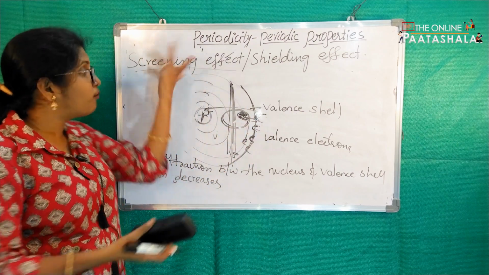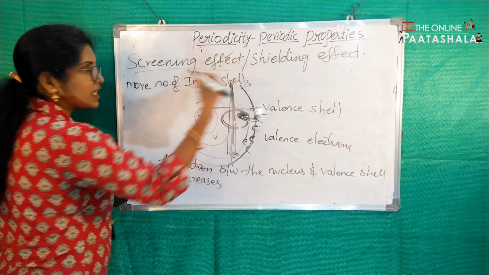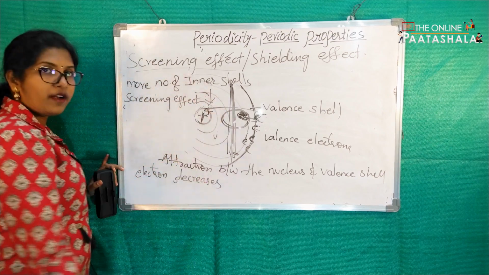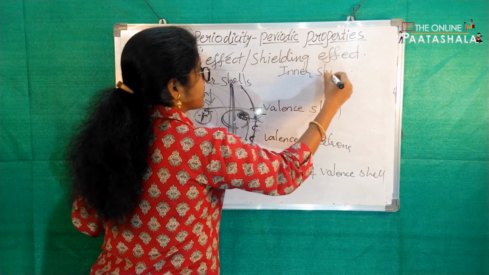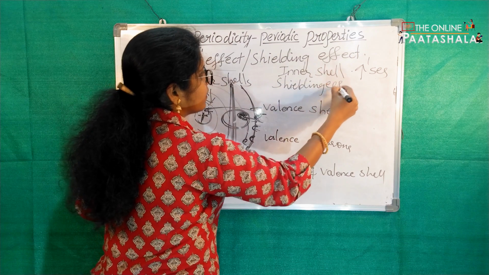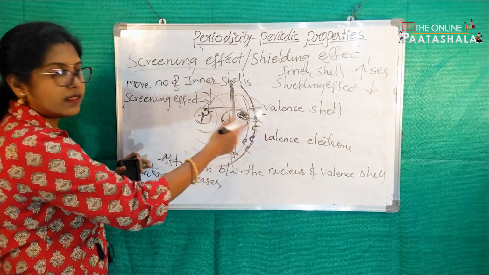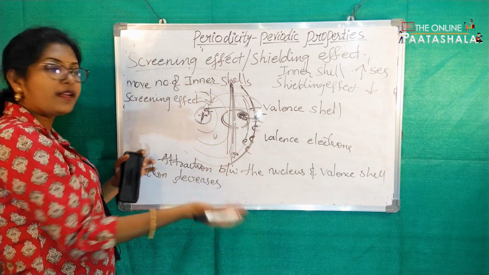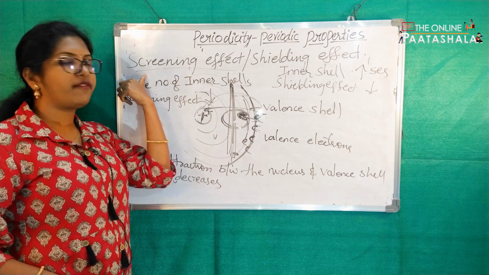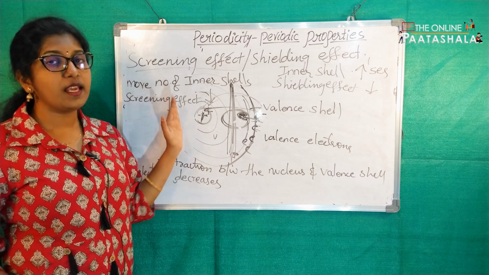Now you understood what is meant by it if a larger number of inner shells are present. That means the screening effect increases. Simply remember it like this: if inner shells increase, the shielding or screening effect increases, and the attraction between the nucleus and the valence shell decreases. This is the most important terminology, and you will use the screening effect for all the properties. This is the general introduction of periodicity and the periodic properties.